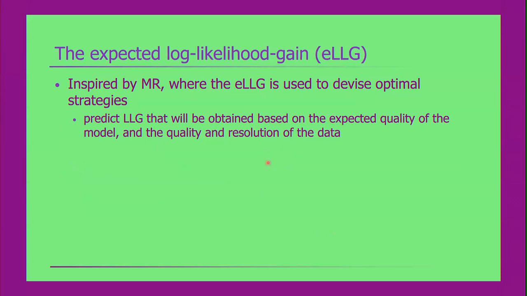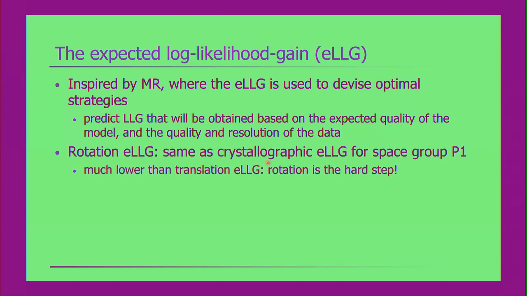Okay, so that's the log likelihood gain that we determine in order to determine the expected log likelihood gain. In other words, the prediction of what we would get with a certain search strategy. It actually turns out to be relatively simple formulas, and we can do that knowing the quality of the map and the quality that we expect from the model. For the rotation search, that's the same as what we worked out for crystallography because it doesn't use the phases. And so we've got the code for that.